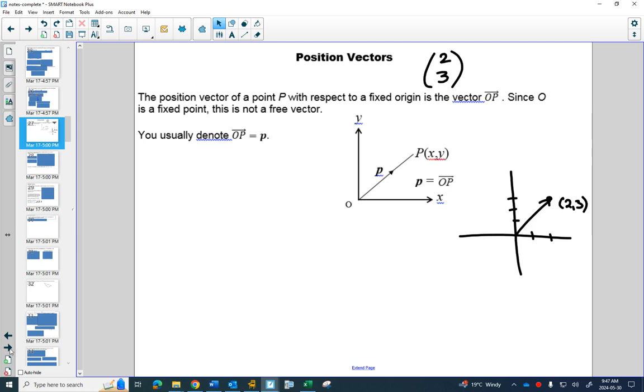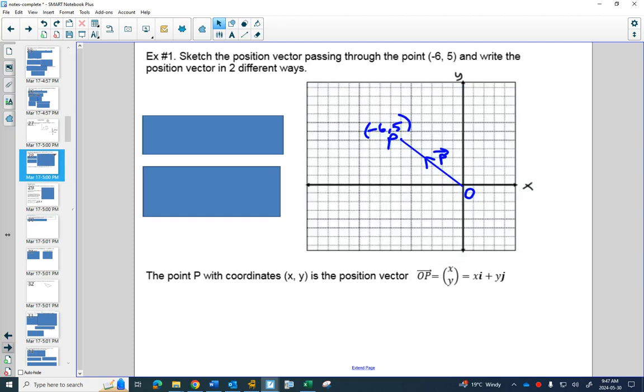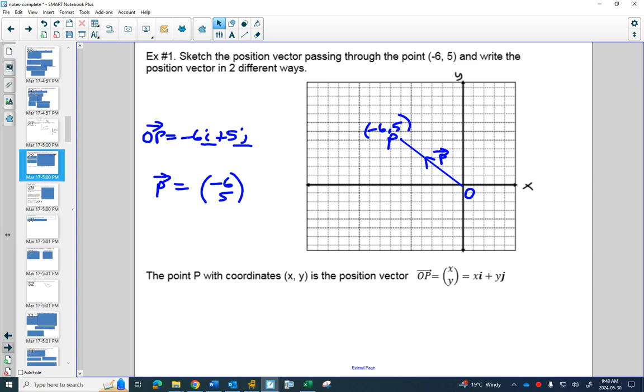And this is going to be helpful for us figuring out some mathematics. So we're going to sketch the position vector passing through the point -6, 5. So there, we find the point -6, 5, draw our vector from O to P. Then we could write this vector with our component vectors, unit vector i and unit vector j. Or we could write it as a column vector, which, I don't know about you, but I like a lot better.